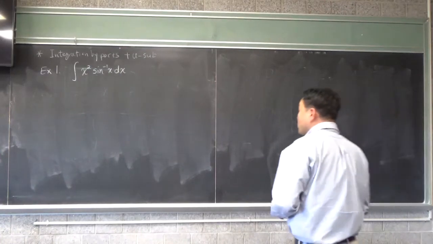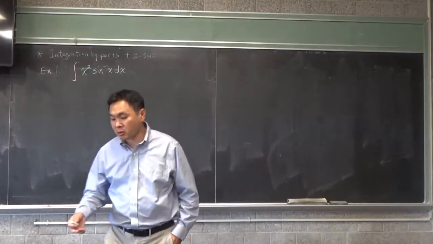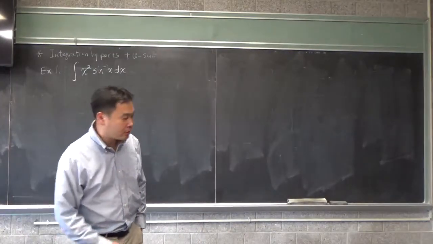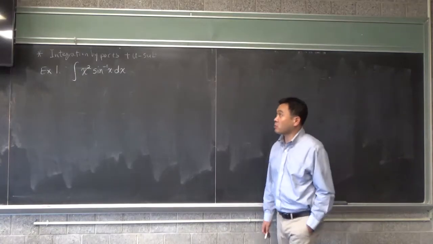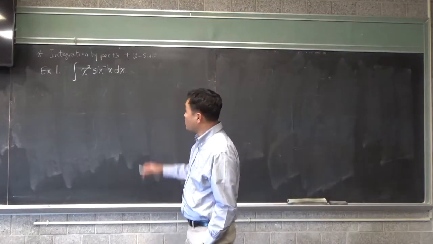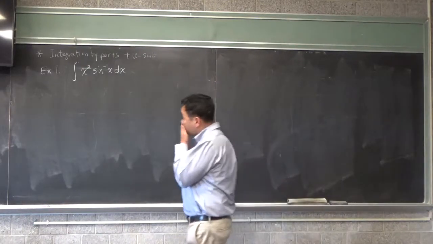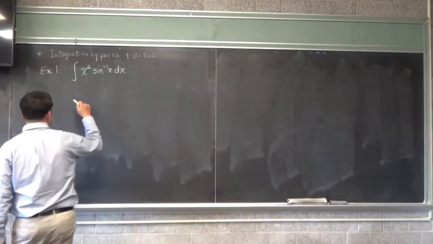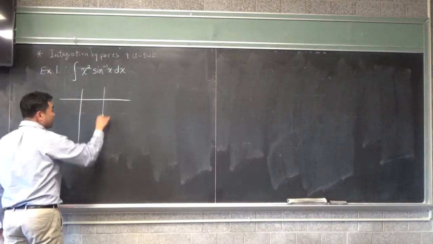We will now move on to integrals that require both integration by parts and u substitution. Usually it's u subs first and then integration by parts. But here's an example where you have to do integration by parts first and then do u substitution. So according to LIATE, what should we integrate?